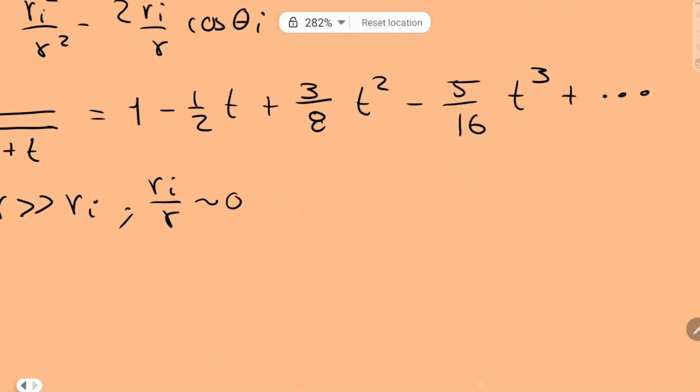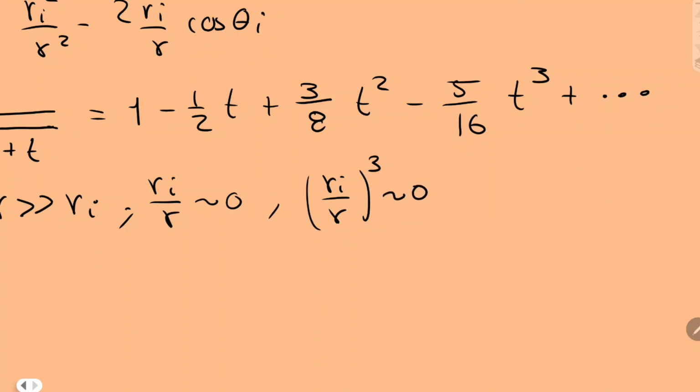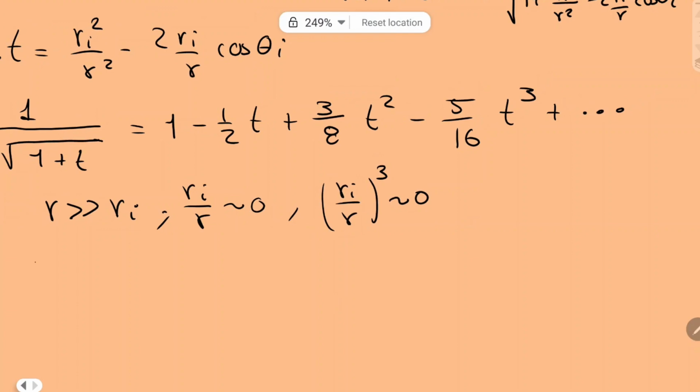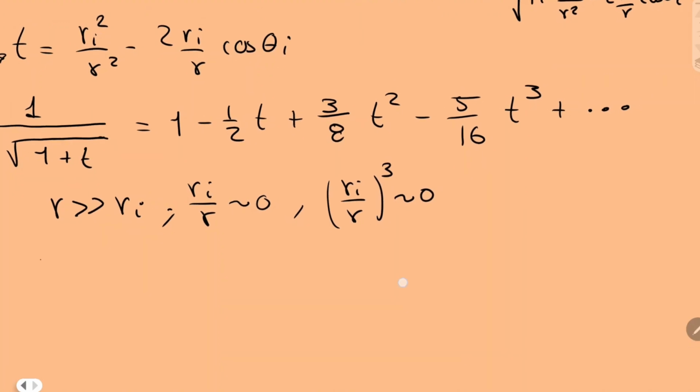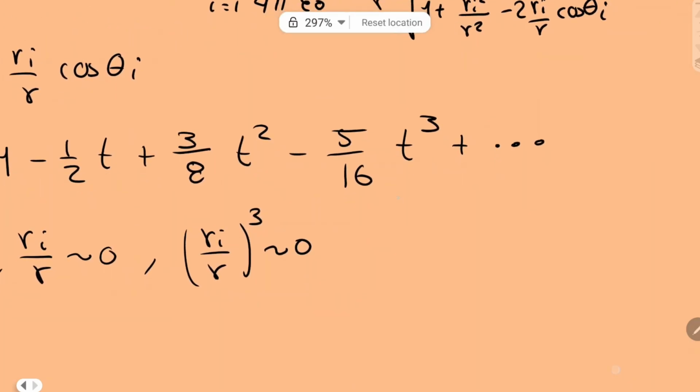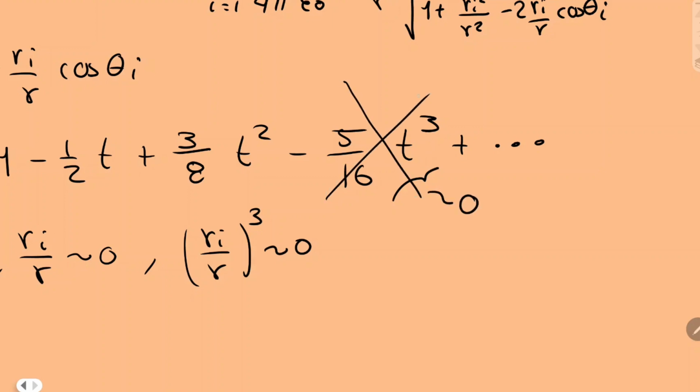So if we do this, then ri over r to the third power is going to be, again, almost 0, and we are going to cancel all the terms that are raised to the third power, the fourth power and the fifth. So we are just going to get to the quadratic term. This term depends on the quotient between ri and r and is raised to the third power, so it will be almost 0.